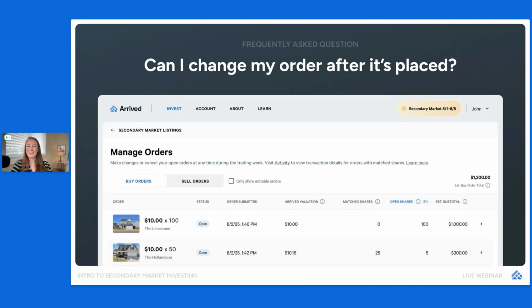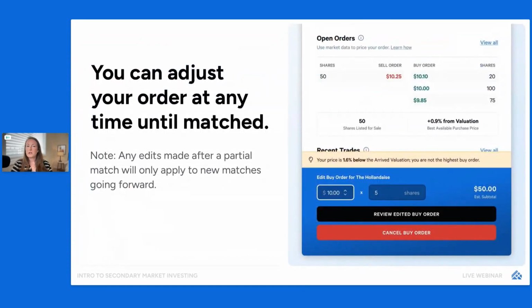So you might wonder then, can you change your order after it's been placed? And the answer is yes, until it's been matched. So when you submit your order, we will check the order book for matching shares either immediately or when market hours resume. If your shares don't match right away, you might want to adjust your order using market data, which you can do in the manage orders area. And again, this is totally up to you. Just remember that your order price is the highest you're willing to pay for shares or the lowest you're willing to sell shares for. So only adjust your prices to thresholds that you're comfortable with, because once a match occurs, the trade is final.